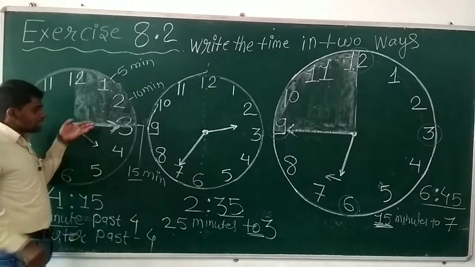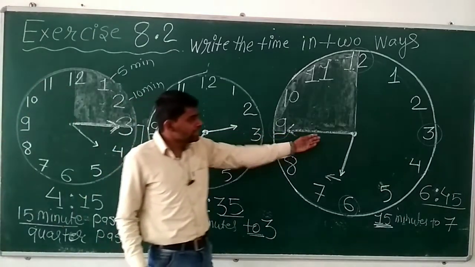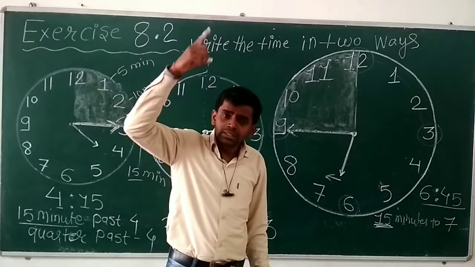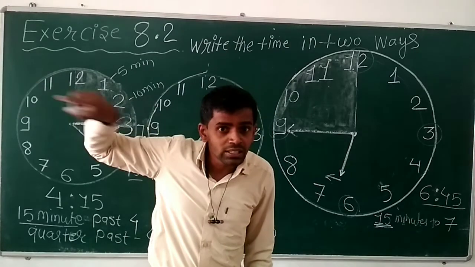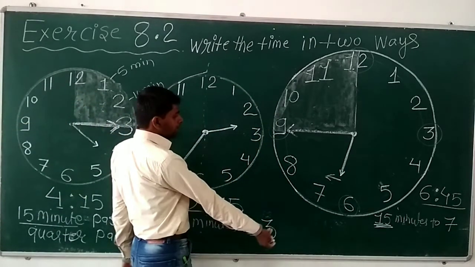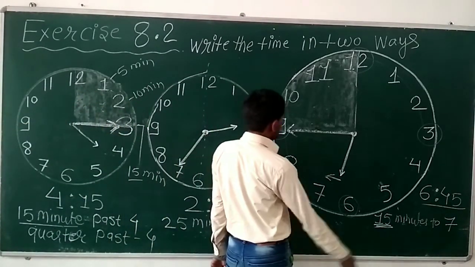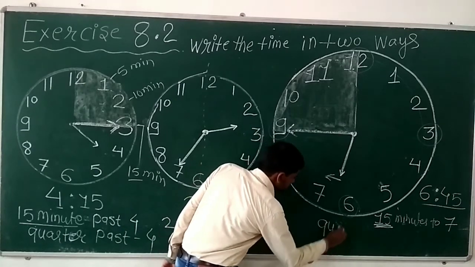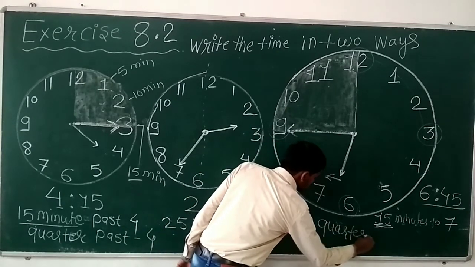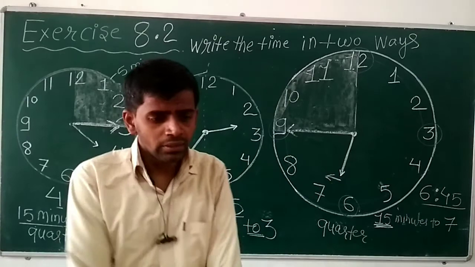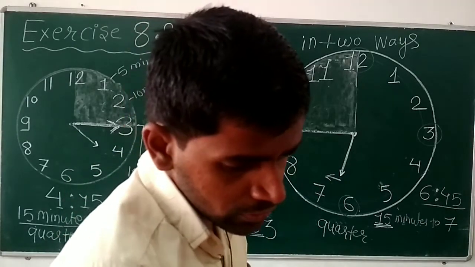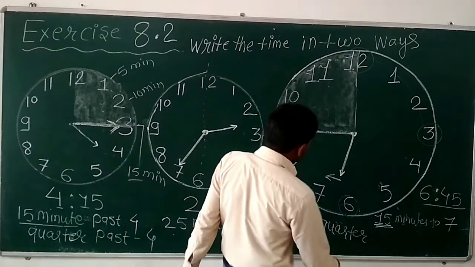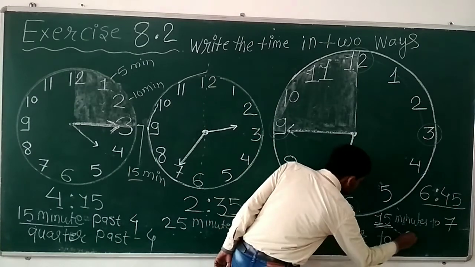Now here the hand is turned towards the 2 side. तो बस हो गया. टाइम खत्म. Okay, what we have to write? We have to write quarter. Okay, quarter to 7. I hope you understand.